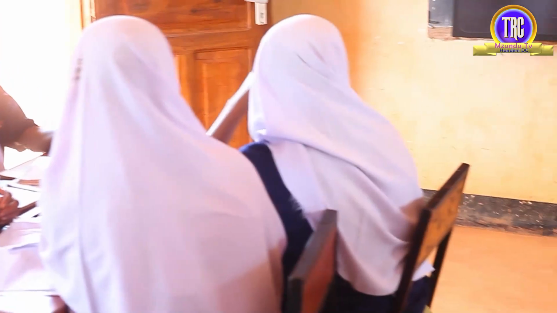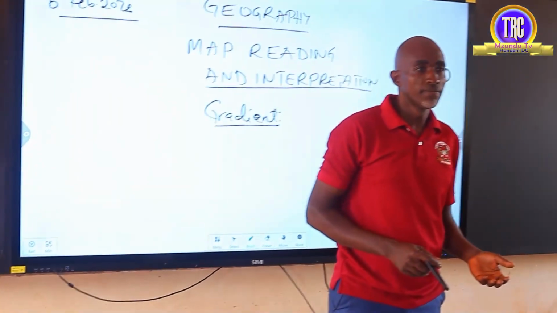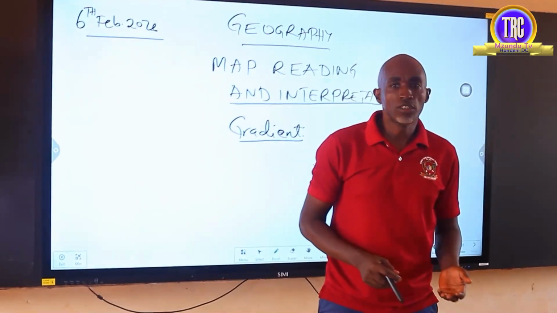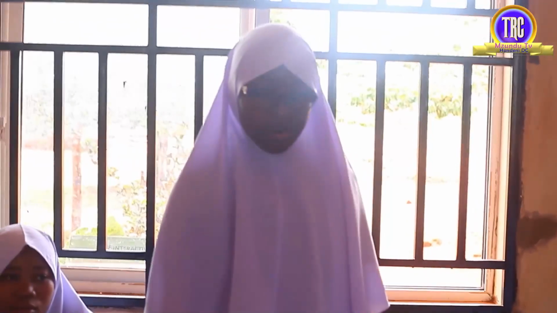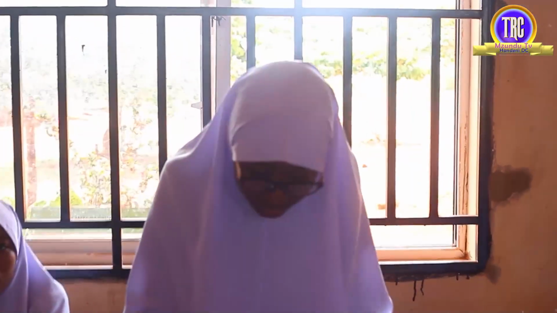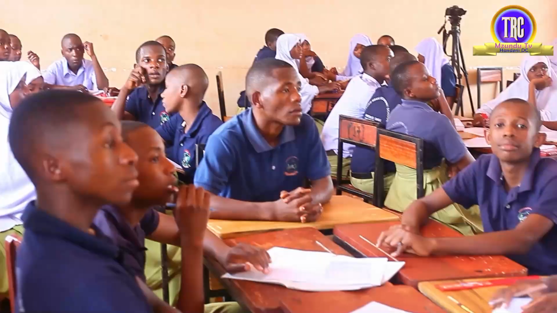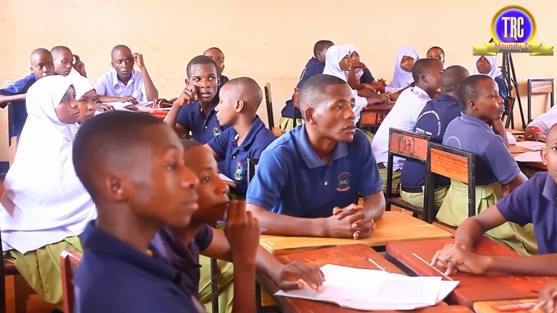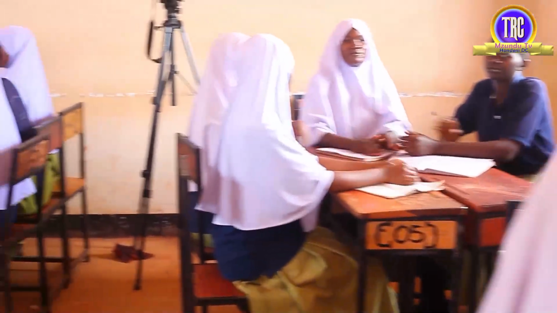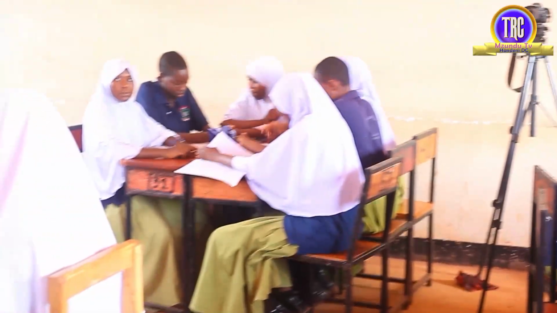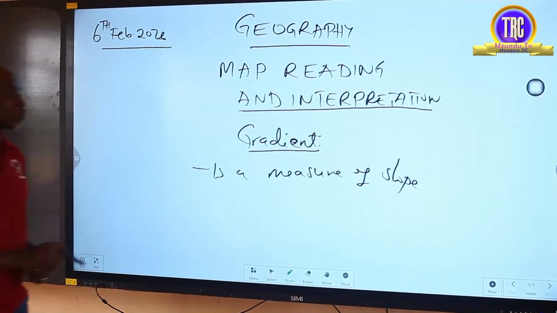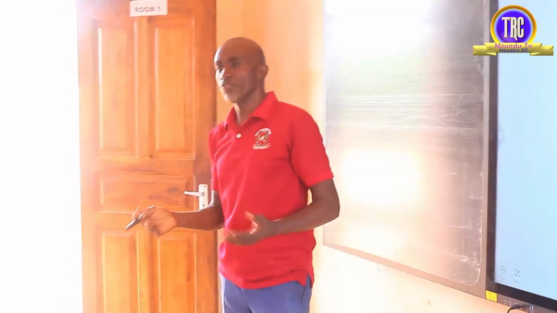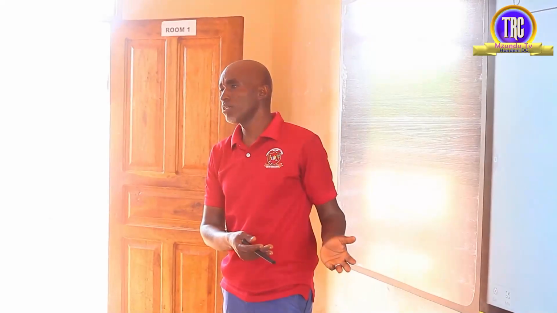Okay, students, have we ever heard about the word gradient? What is gradient? Gradient is a measure of the slope. Clap your hands for her. It is a measure of slope. Another definition, different from that one.